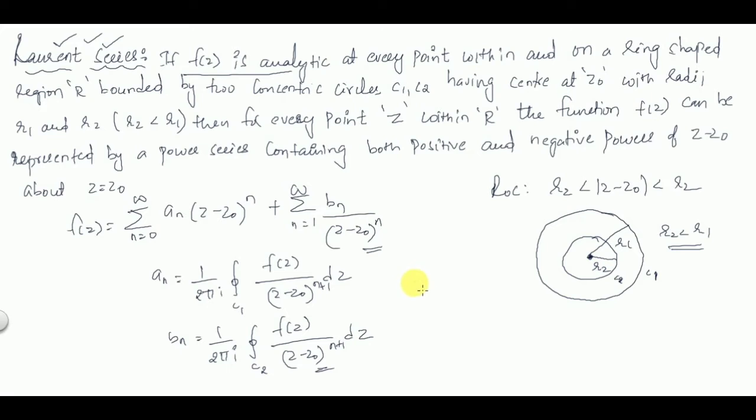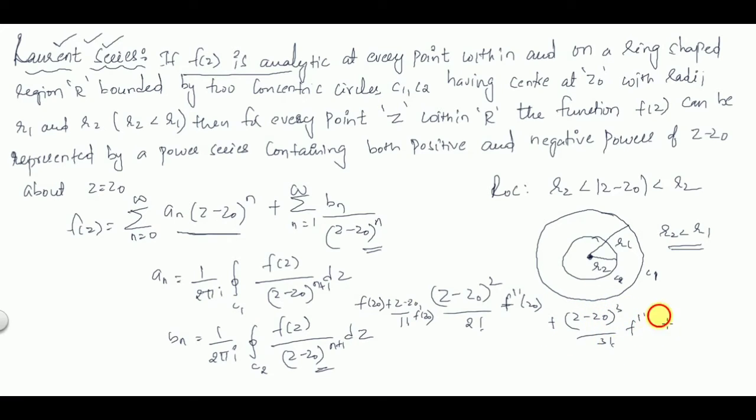So the difference between Taylor series and Laurent series is that in Taylor series we are doing the expansion only for positive powers of z minus z naught. So you will get f of z naught plus z minus z naught by 1 factorial into f dash of z naught, plus z minus z naught whole square by 2 factorial into f double dash of z naught, plus z minus z naught whole cube by 3 factorial into f triple dash of z naught, and so on. We are getting only positive powers of z minus z naught.